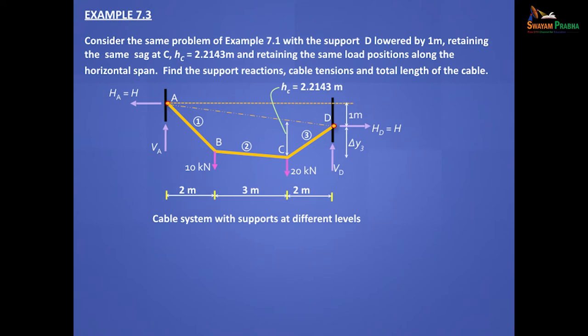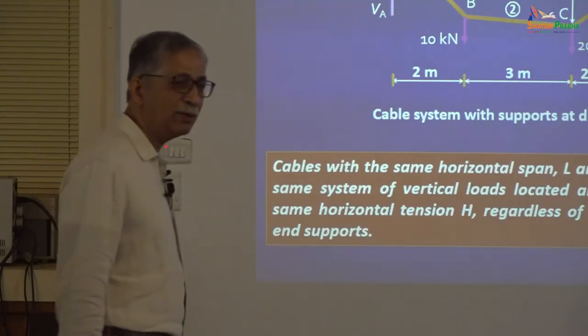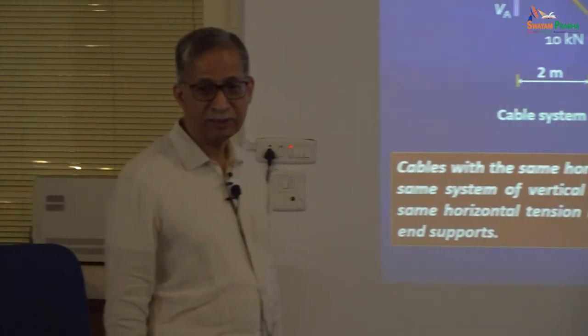If the sag is the same, you can invoke the theorem we proved in the last slide. What is it? Cables with the same horizontal span L and the same sag H of X, subject to the same system of vertical loads located along the horizontal span, 10 kN and 20 kN, have the same horizontal tension H regardless of differences in the levels of the two end supports. Whether it's 1 meter or 2 meter or anything, this theory holds good.